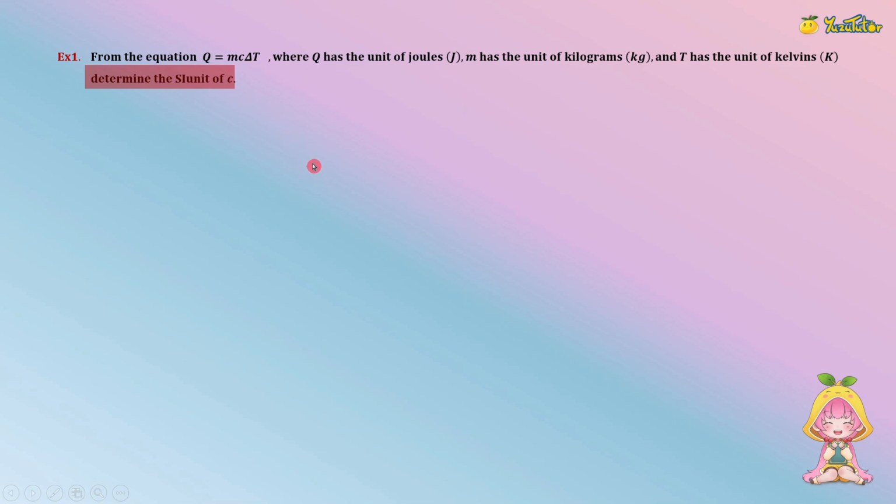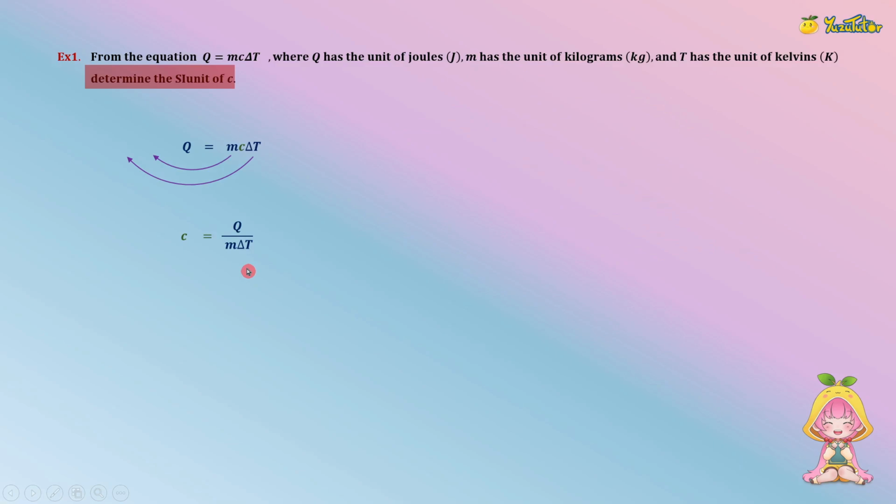I will start from the equation Q equals mc delta T. Because we want to determine the SI unit of C, we need to rearrange the equation. To isolate C, we move M and delta T to the left side. So we get C equals Q over M delta T.